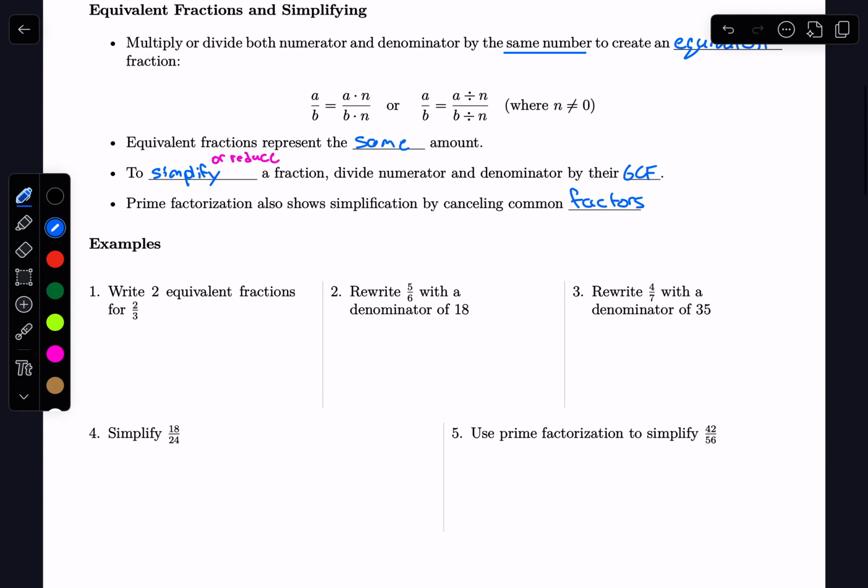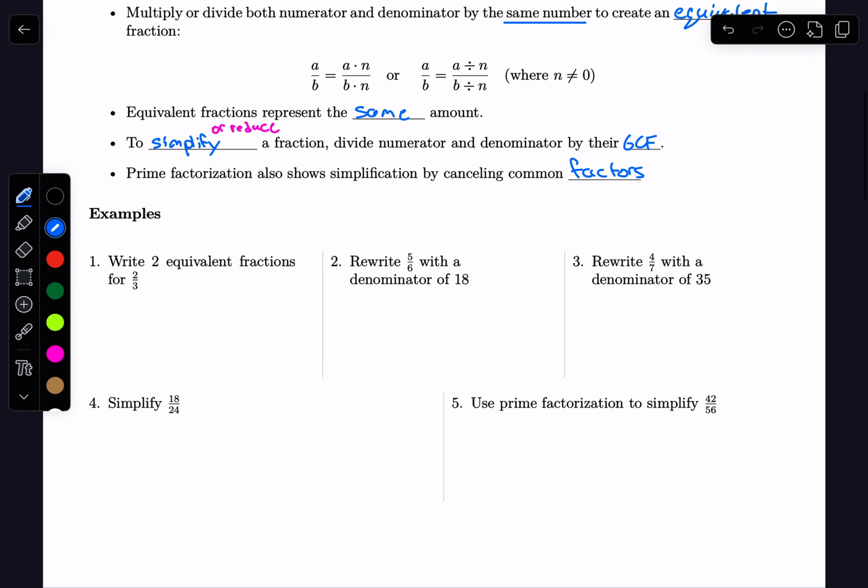All right, we're going to go both directions here. So 1, 2, and 3, we're going to make the fractions bigger, or at least appear to have bigger numbers, even though they have the same value. And then 4 and 5, we're going to reduce or simplify the fractions. So number one, we want to write two equivalent fractions for 2/3.